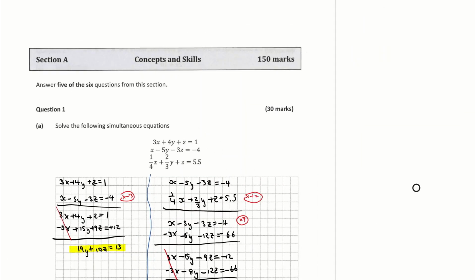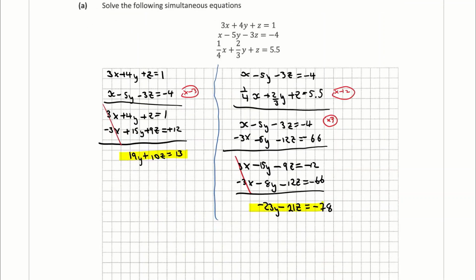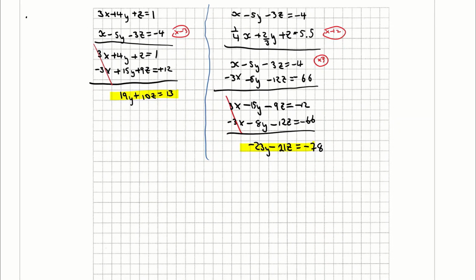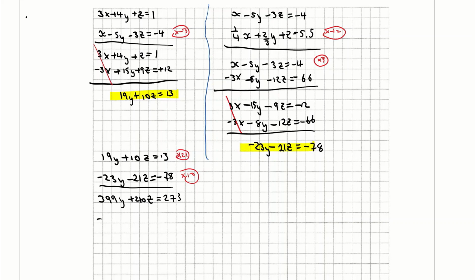I'm now going to solve simultaneous equations with two variables. So I'm just going to scroll down here, write down my two equations again. 19y plus 10z equals 13. And minus 23y minus 21z equals minus 78. Now very large numbers here, you have to get your common denominators. I'm going to cancel out the z's, and I'm going to multiply the 10 and the 21 together to get a common denominator of 210. So I'm going to multiply the top line by a 21 and the bottom line by a 10. And that is giving me on the top 399y plus 210z is equal to 273. On the bottom, I get minus 230y minus 210z is equal to minus 780.